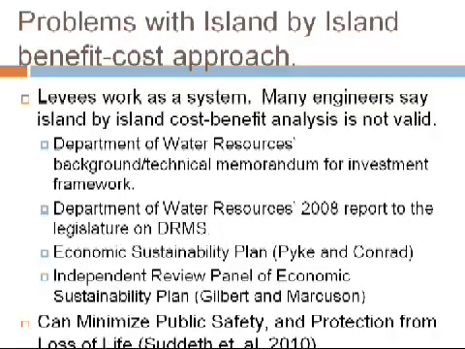The first engineers that told me that were Pike and Conrad in the Economic Sustainability Plan. And then I also read it in two different technical documents from the Department of Water Resources, a background memorandum for their investment framework, as well as their 2008 report to the legislature about DREAMs that warned about this approach because of the system aspects of a levee system. And then the independent review panel for the ESP, Gilbert and Mark Hewson, also made the same comment. So there seem to be some engineering problems with the approach that need to be considered.